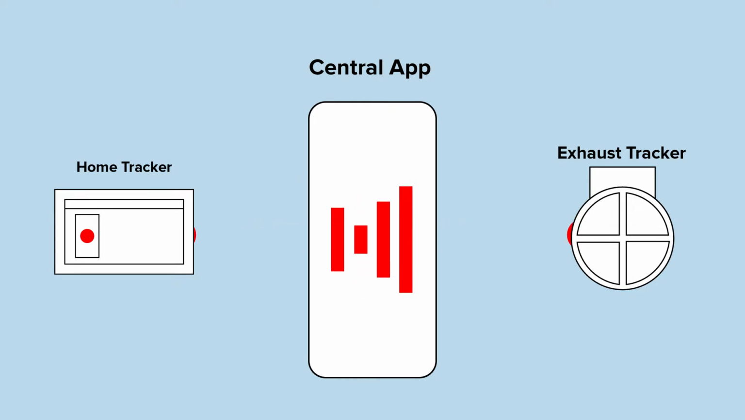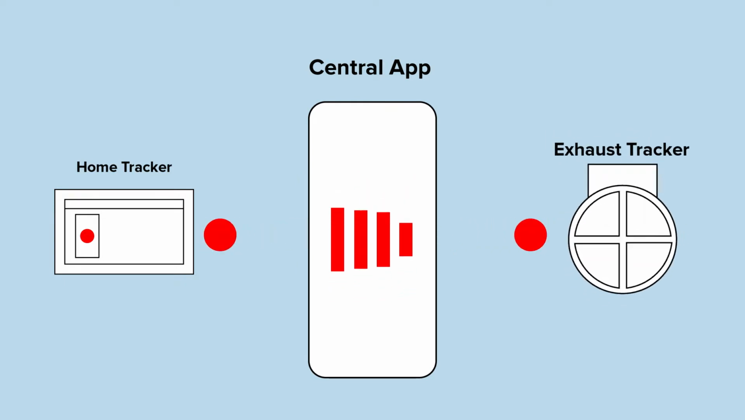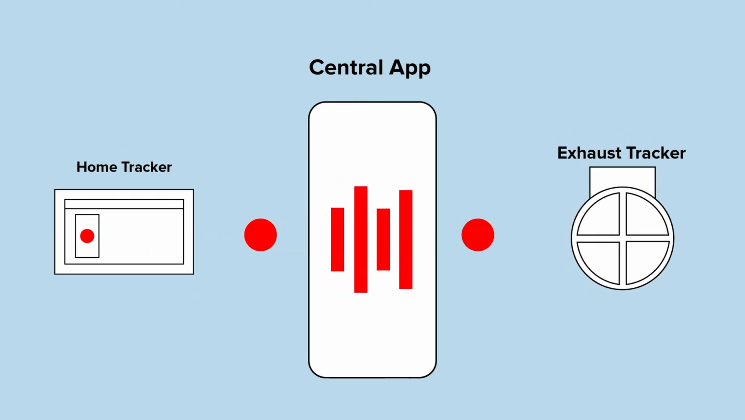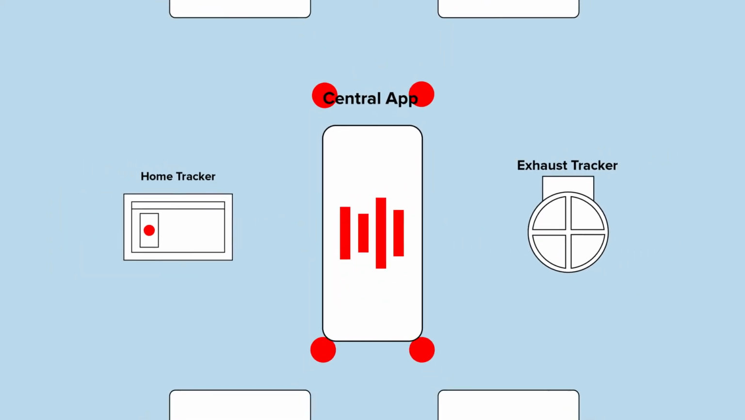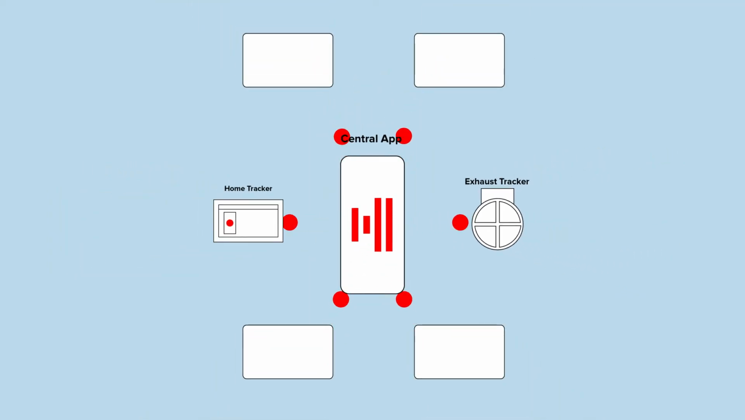Our two examples being shown today are a car exhaust meter, as well as a more standard home meter, which then both connect to this user's central app. This is only a prototype, however, and many more different products could be created to read every possible source of air pollution in the user's day-to-day life.